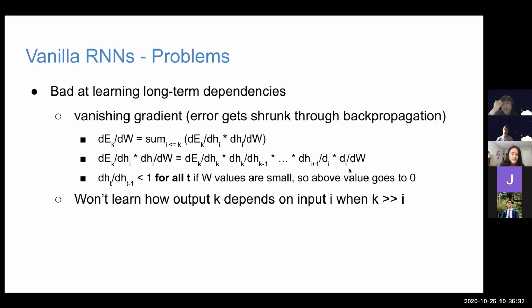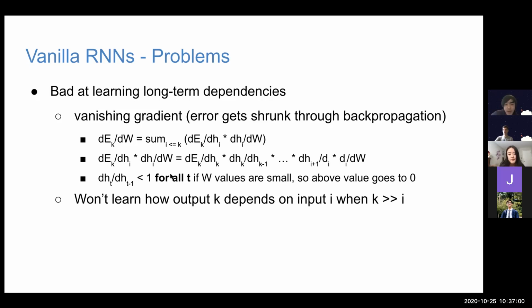So basically when you expand all that out, you find out that each of these dhk over dhk minus 1 is less than 1 if your weight values are small. Specifically, I think if the largest eigenvalue of the weight vector is smaller than 1, then all of your dhk over dhk minus 1 is going to be less than 1. And that's also supported by the tanh function.